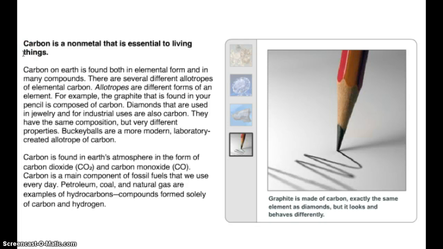Carbon is a nonmetal that is essential to living things. Carbon on Earth is found in both elemental form and in many compounds. There are several different allotropes of elemental carbon. Allotropes are different forms of an element.